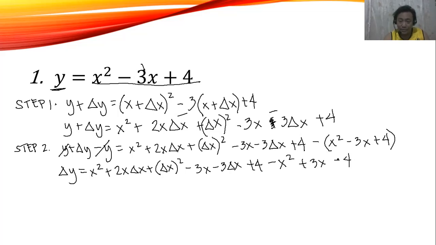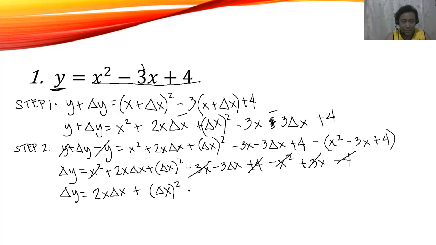Di ba? Nagbago yung mga sign. Pero kung wala yung parenthesis na yan, malilito na kayo, magkakamali na kayo. So now, let's simplify. So we have delta y is equal to, so we have x squared minus x squared, so 0 yan. Negative 3x plus 3x is also 0. And we have positive 4 and negative 4, which is also equal to 0. So ang natira na lang ay 2x delta x plus delta x squared minus 3 delta x.